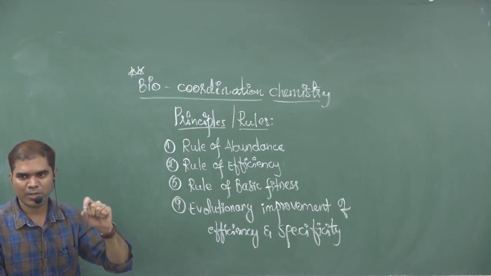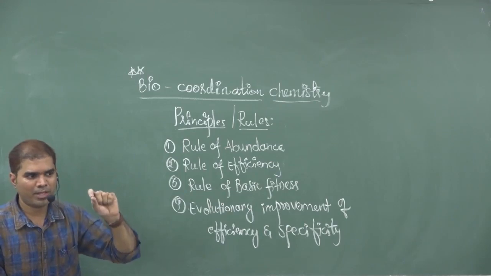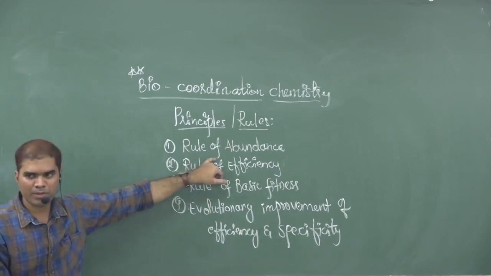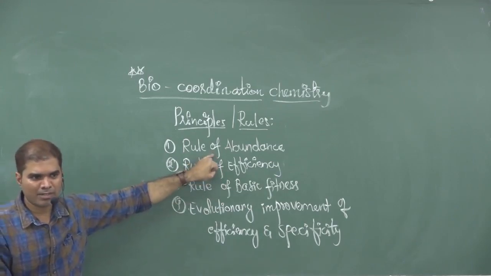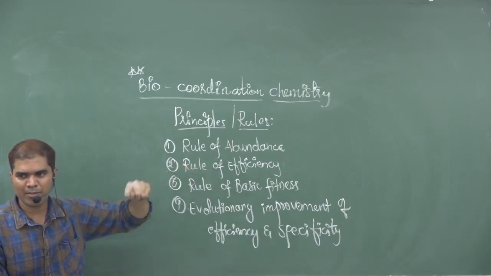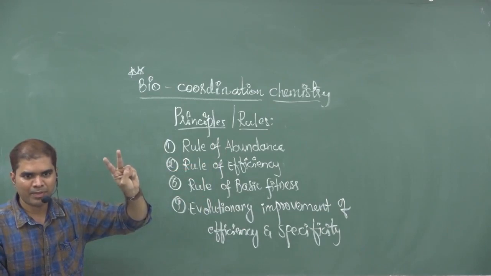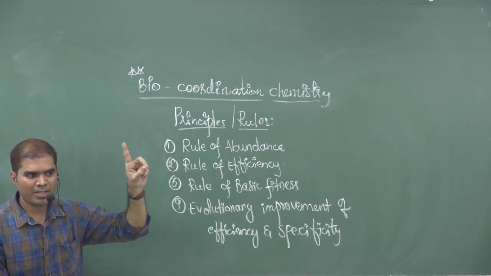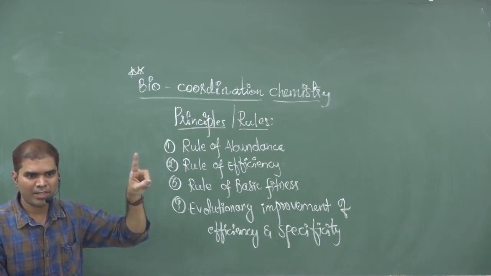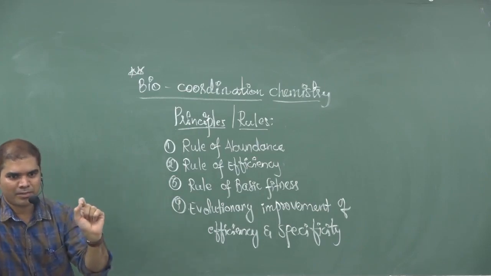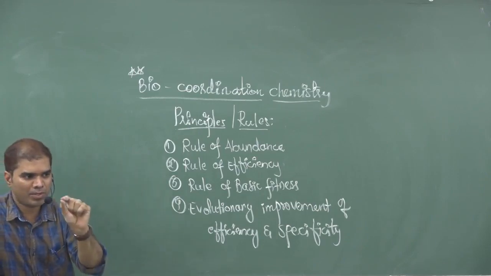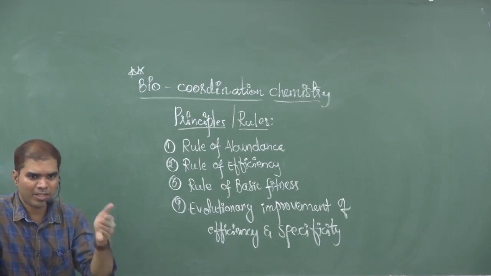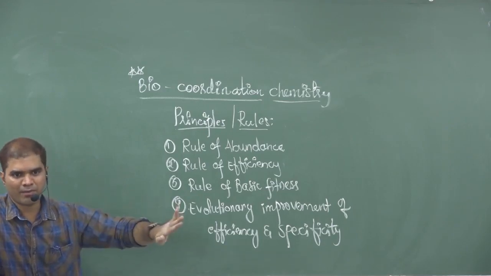So if nature wants to prepare any human being or any living organism, the first rule it follows is the rule of abundance. Whichever element is more abundant, that element will be chosen. Suppose I give you two elements which are both abundant. Then of these two, whichever is more efficient will be chosen. Next, one element is abundant, one is efficient, but to perform a particular function, which element is needed? Nature will choose only that element. The remaining element, though abundant and efficient, will be kept away.